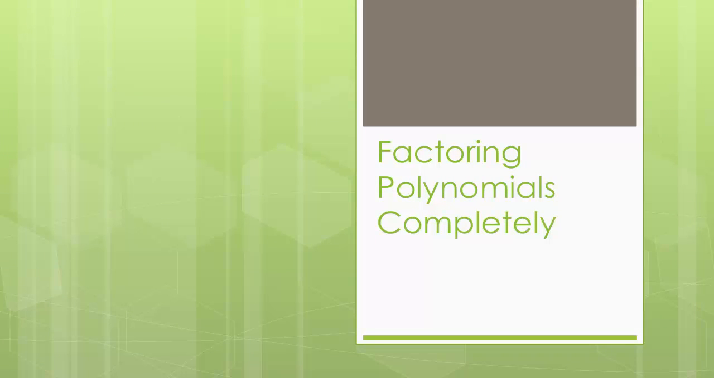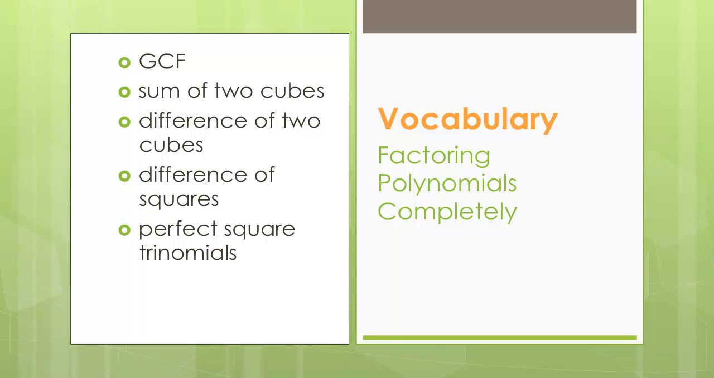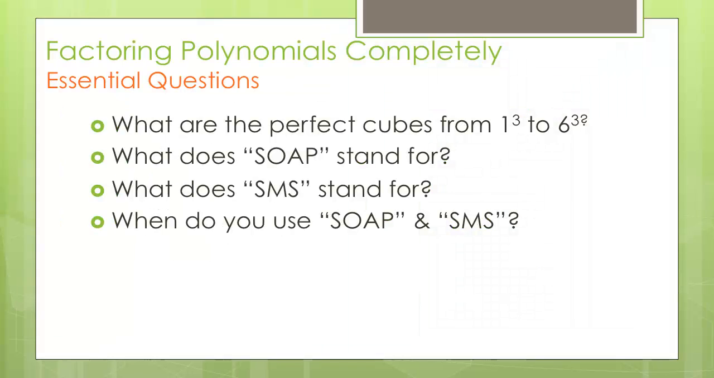More factoring. Factoring polynomials completely. Most of this vocabulary is repeat. The new stuff has to do with the cubes. That's what we're going to be adding this time. As suggested previously, you should know perfect cubes up to some appropriate number, at least 5 cubed, hopefully 6 cubed. And we're going to have some acronyms to help us remember things here.